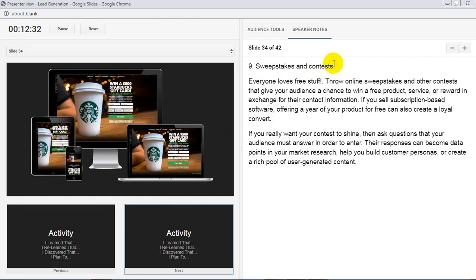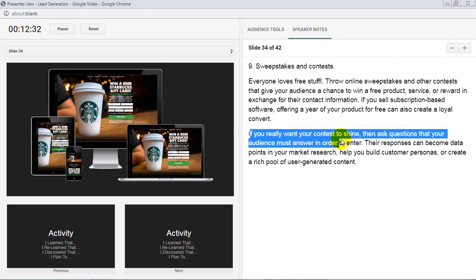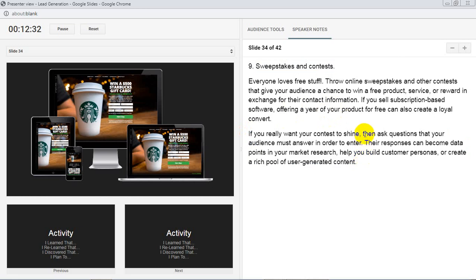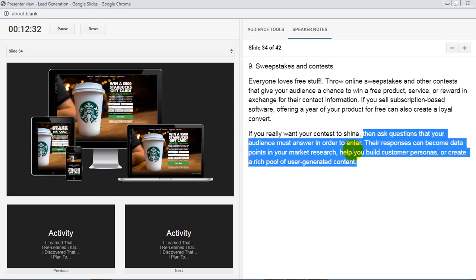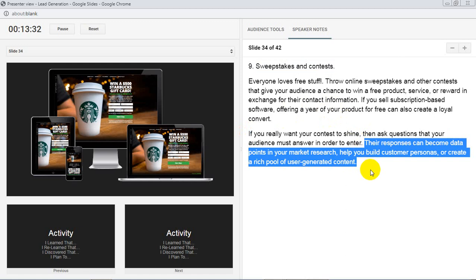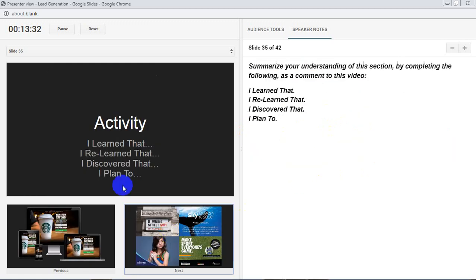9. Sweepstakes and contests. Everyone loves free stuff. Throw online sweepstakes and other contests that give your audience a chance to win a free product, service, or reward in exchange for their contact information. If you sell subscription-based software, offering a year of your product for free can also create a loyal convert. If you really want your contest to shine, then ask questions that your audience must answer in order to enter. Their responses can become data points in your market research, help you build customer personas, or create a rich pool of user-generated content.